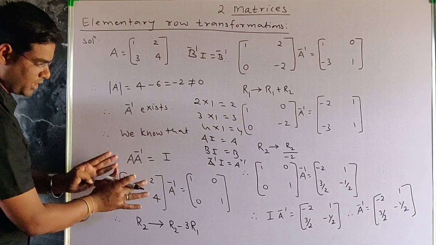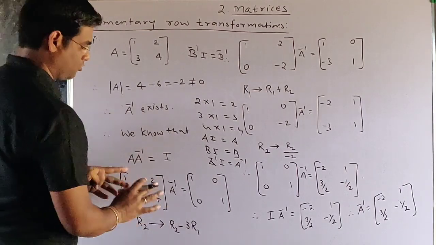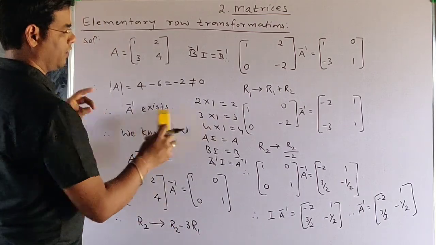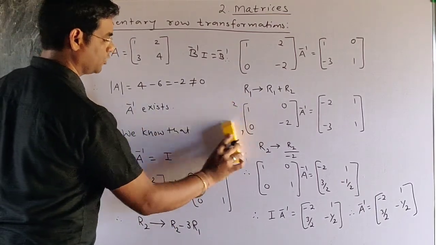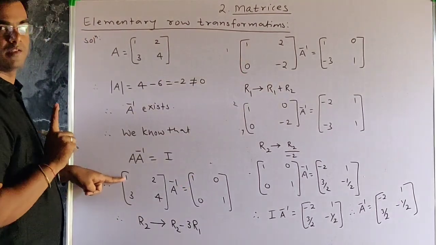So we have to reduce this matrix to the identity matrix. What are the steps to reduce the given matrix into the identity matrix? For row transformation, the first step is that you have to bring a 1.